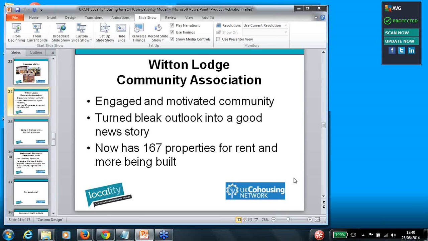Basically, they merged the 4 Perry Common residents associations and 2 representatives from each became the founding directors of a new Witton Lodge Community Association, and out of that has been projects which have grown to include the provision of 167 properties for rent, with more being constructed all the time. It's a very ambitious and flourishing community programme, and they are involved in a whole host of other interesting initiatives that help the local community.